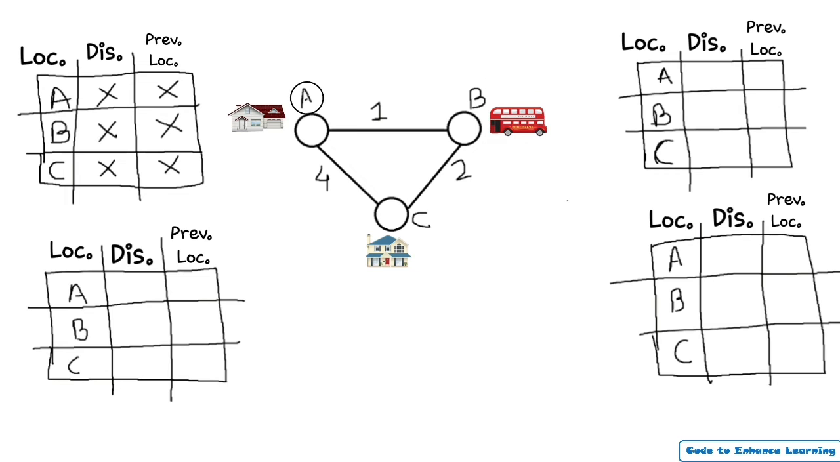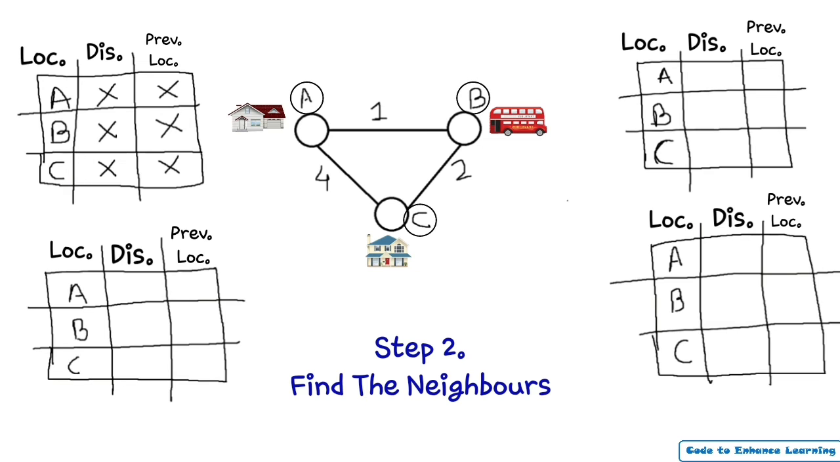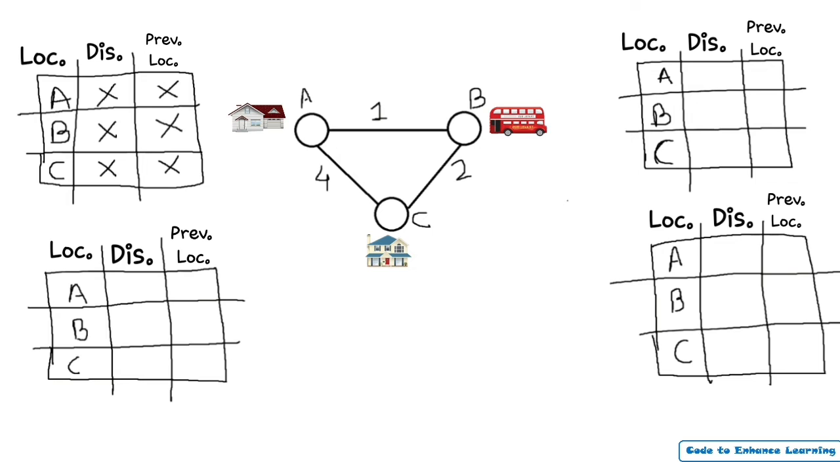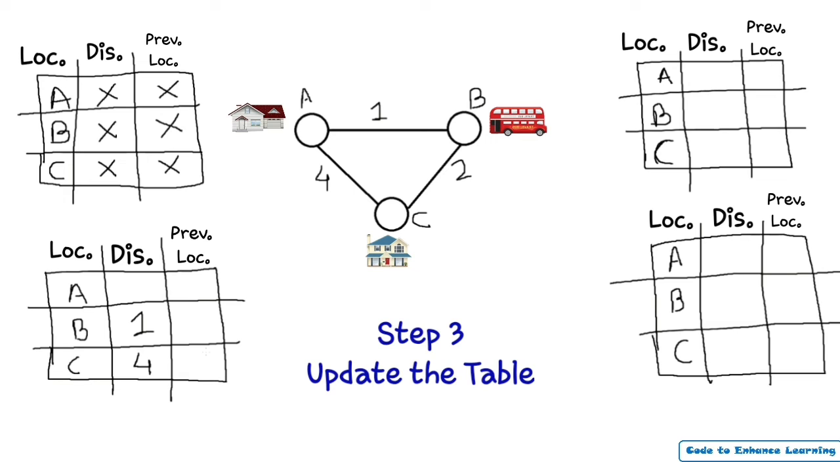We will start at A because A is our home. Now we ask ourselves, who are the neighbors of A? It is B and C. Their distances are 1 and 4 respectively. Because the values were unknown before, we are going to change them to 1 and 4. And because we have changed the values, we are going to put where we got these values from. We have got it from A.